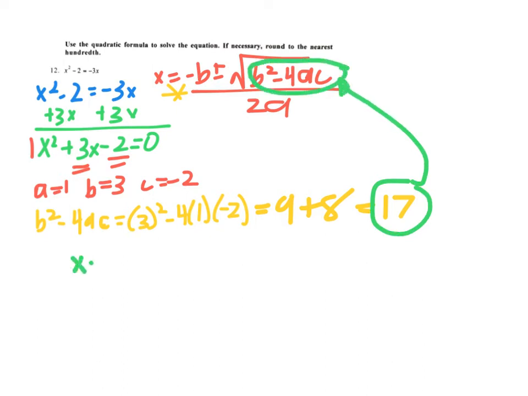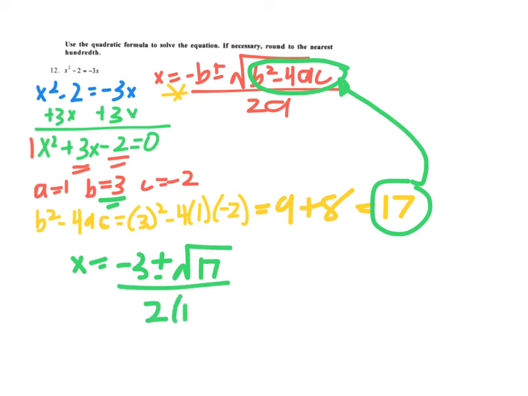So I'm going to have x equals negative b. b was 3, so negative 3 plus or minus the square root of 17, all divided by 2 times a, which is 1, so 2 times 1. This is just negative 3 plus or minus the square root of 17 divided by 2.